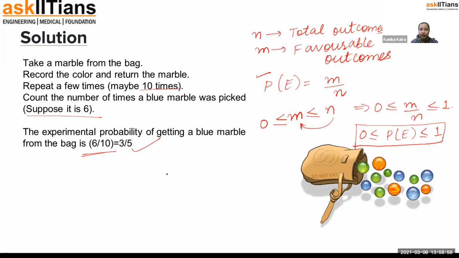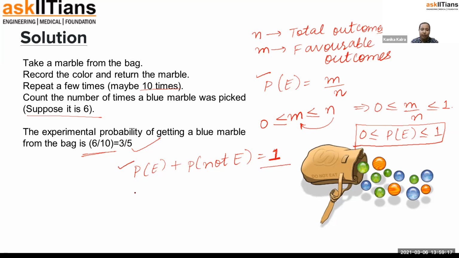Also, one more thing: the probability of event E plus the probability of event not E would be equal to 1, as in the sum of all the probabilities of one single experiment is equal to 1 every time.